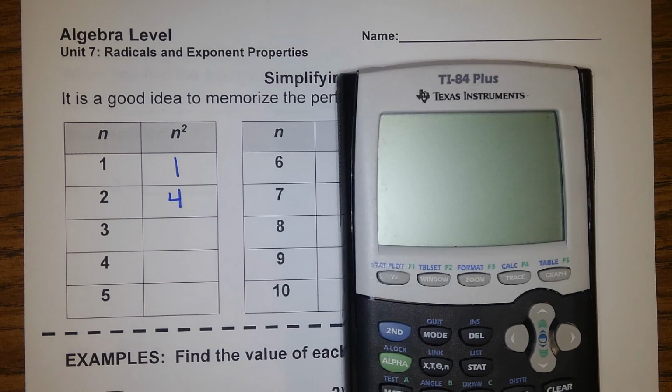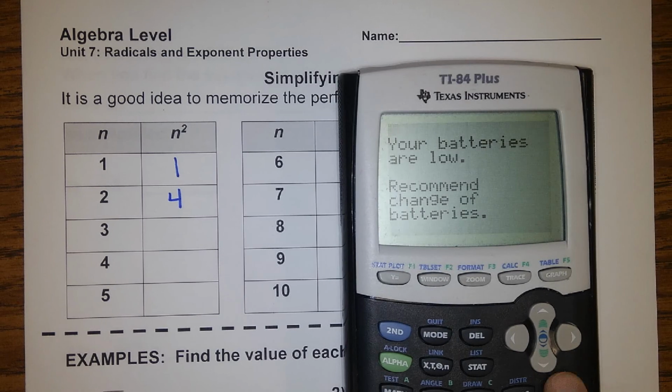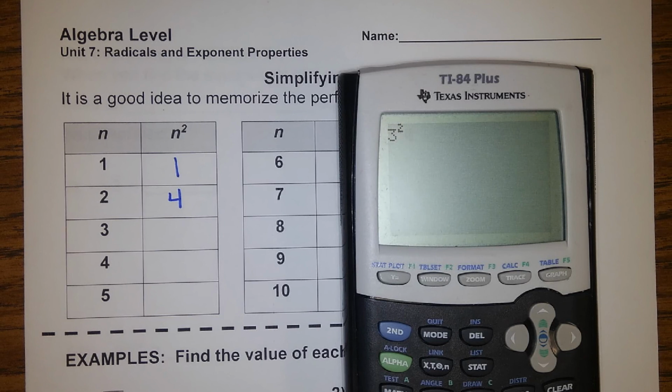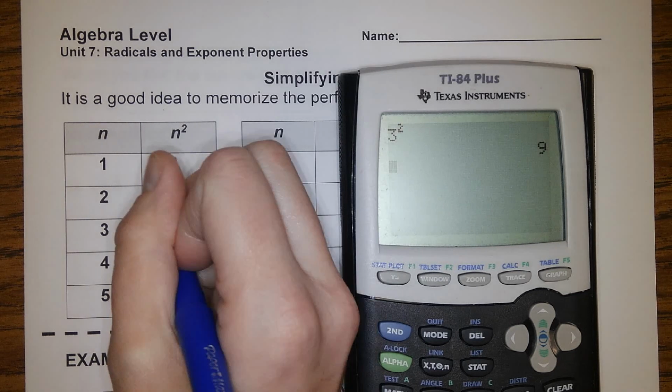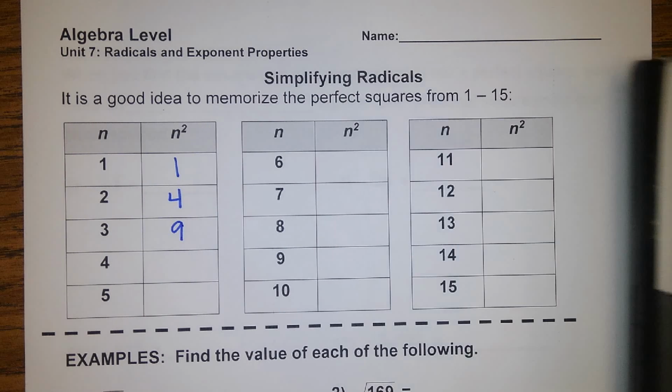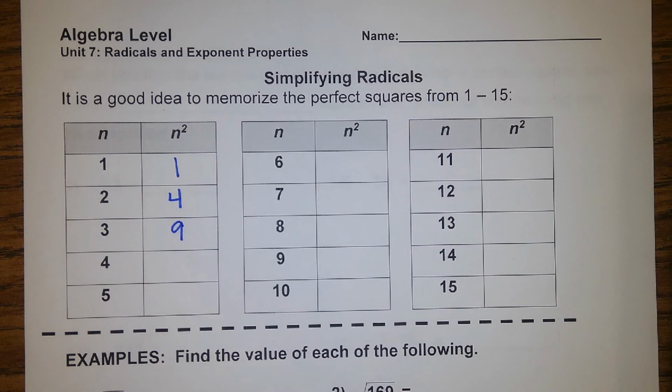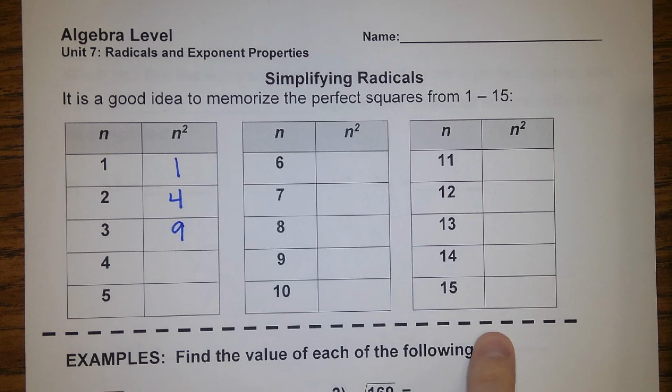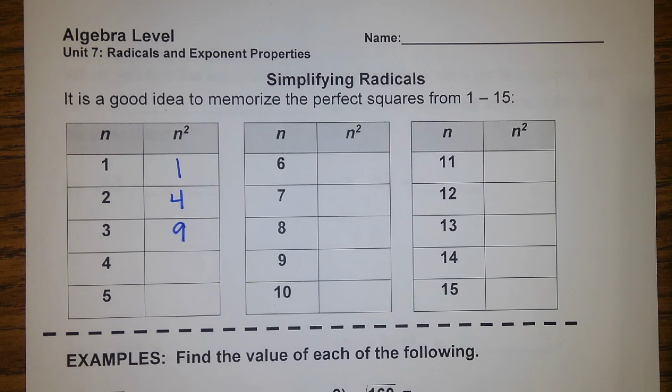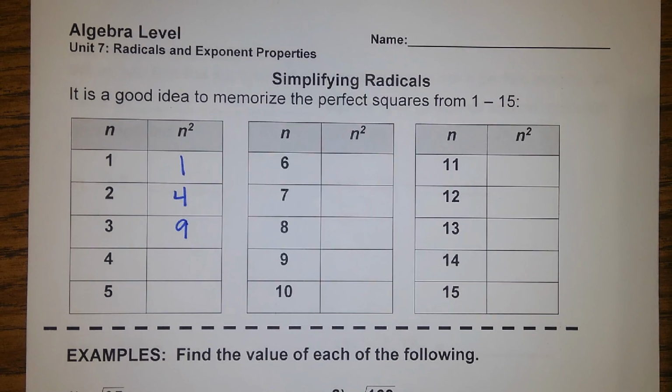And if you wanted to grab a calculator, you could do that. Oh, my batteries are a little low. You can go 3 squared, and we know that that's 9 if you don't know that off the top of your head, all right? Hopefully you know some of these in the earlier columns off the top of your head. These over here you might not know. So I want you guys to pause and fill out the rest of this chart here, all right?